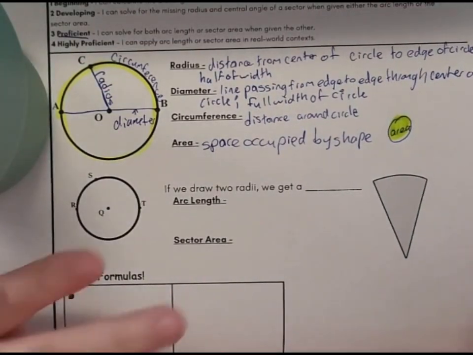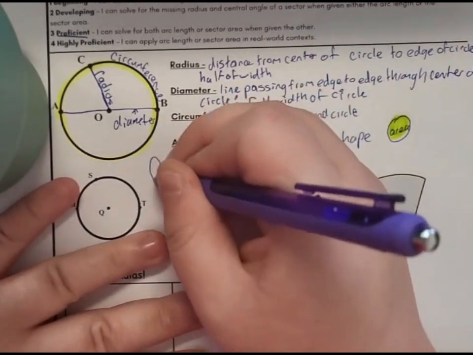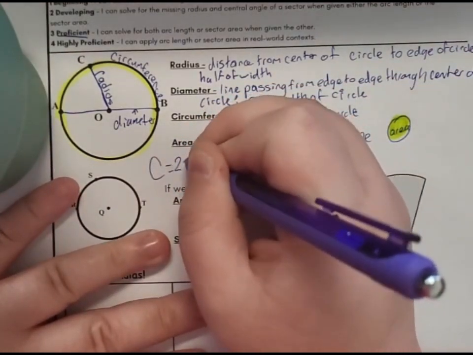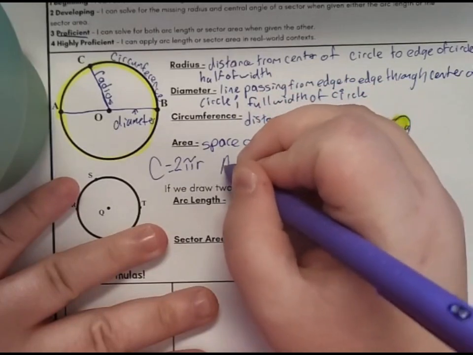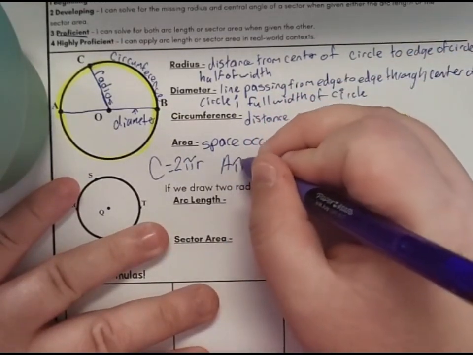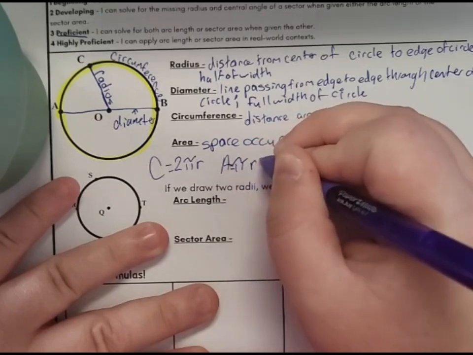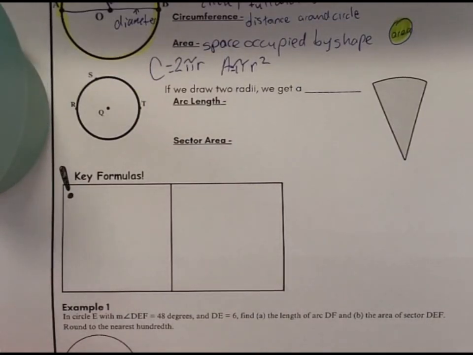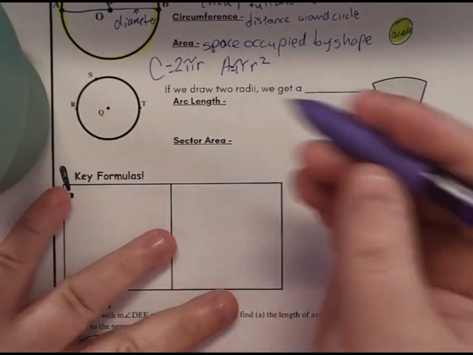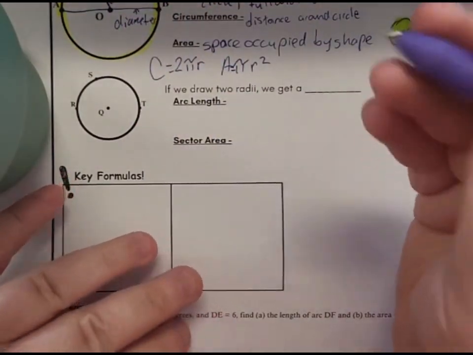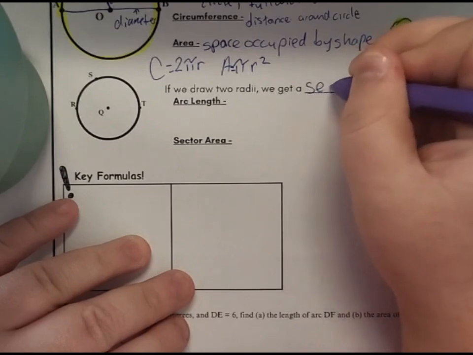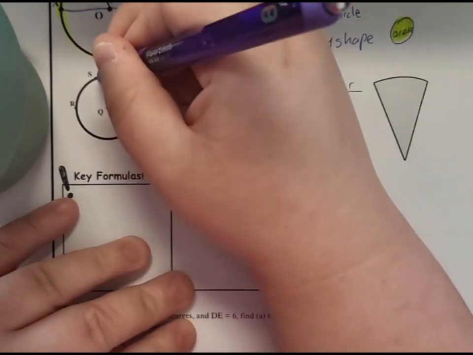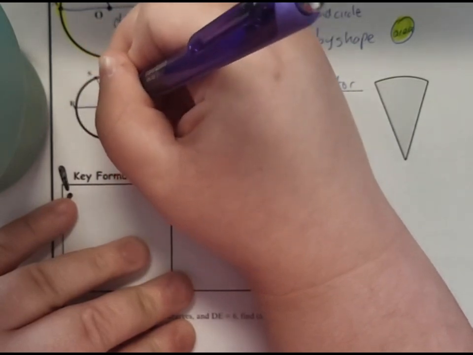Okay. Remember, the formula for circumference is 2 times pi times the radius, and the formula for area of a circle is pi times the radius squared. Now, think of a circle like a pie or a pizza or a cake, and we want to cut a slice out. That will give us our sector. So if we draw 2 radii, we get what's called a sector, which is basically our slice of pie.